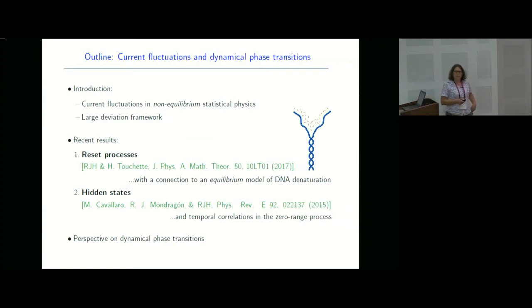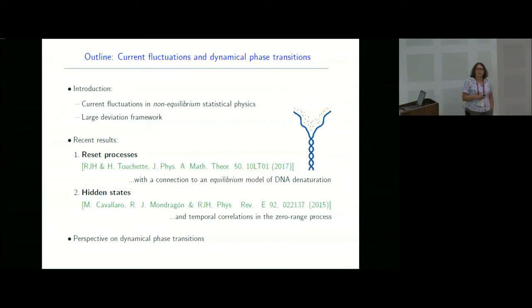And then in the main part of the talk, I'll talk about some pieces of recent work, in particular some joint work with Hugo Touchette on current fluctuations in a particular type of reset processes, and how they can be connected to a very old equilibrium model of DNA denaturation. So that's DNA, and I'll explain the connection later on.